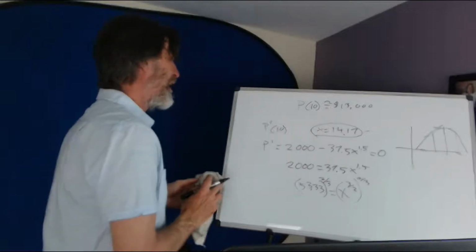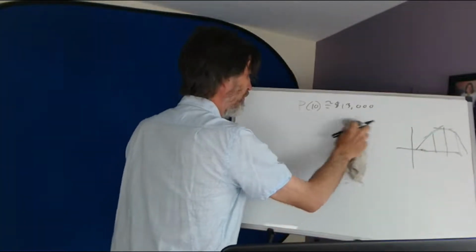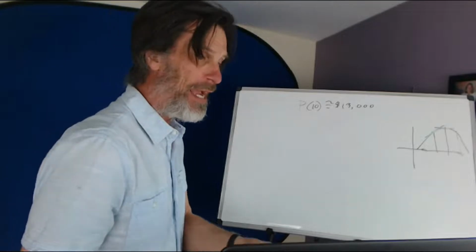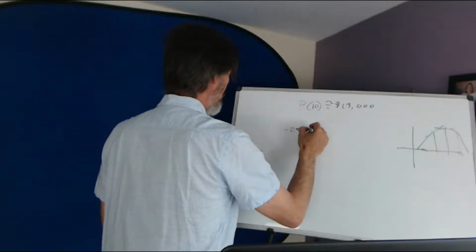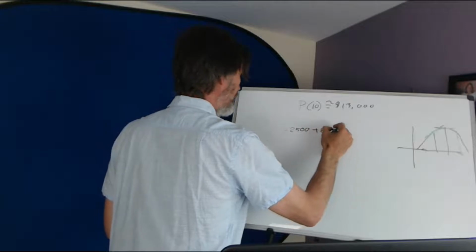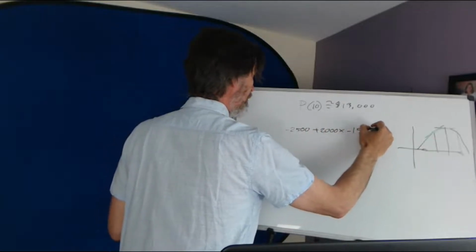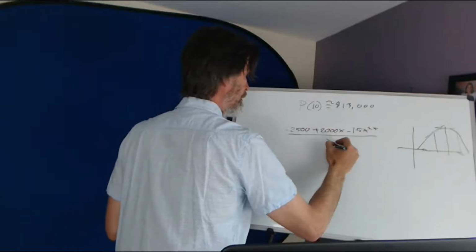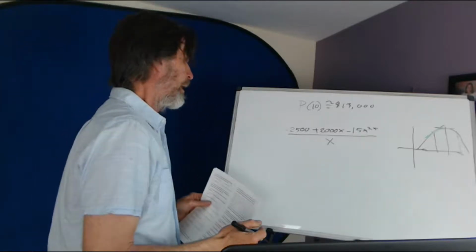Write the average profit function. Well, the average profit function is the total number of dollars we make on X balloons divided by the number of balloons we make, which is X. So we take the original function and divide it by X.